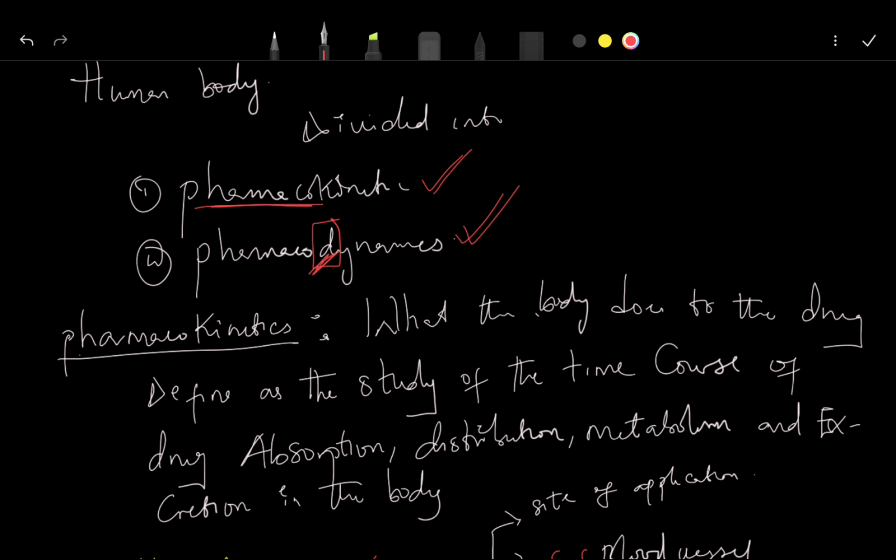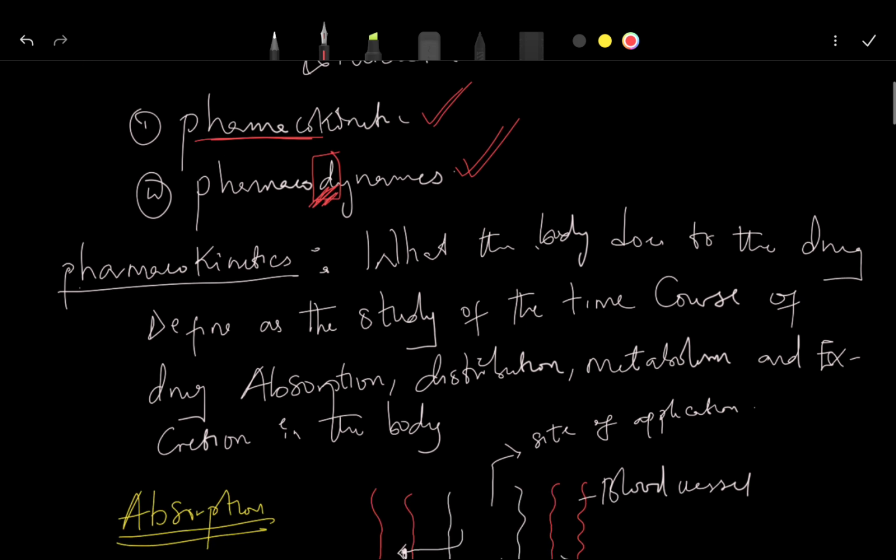For it, the body will treat the drug as normal food, so it will be absorbed, it will be distributed, it will be metabolized, and it will be excreted. That's what the body will do to the drug. But in pharmacodynamics, we are trying to see what the drug will do to the body, and we study the response of the body to the drug. So the effect of the drug on the body, that's what we study in pharmacodynamics.